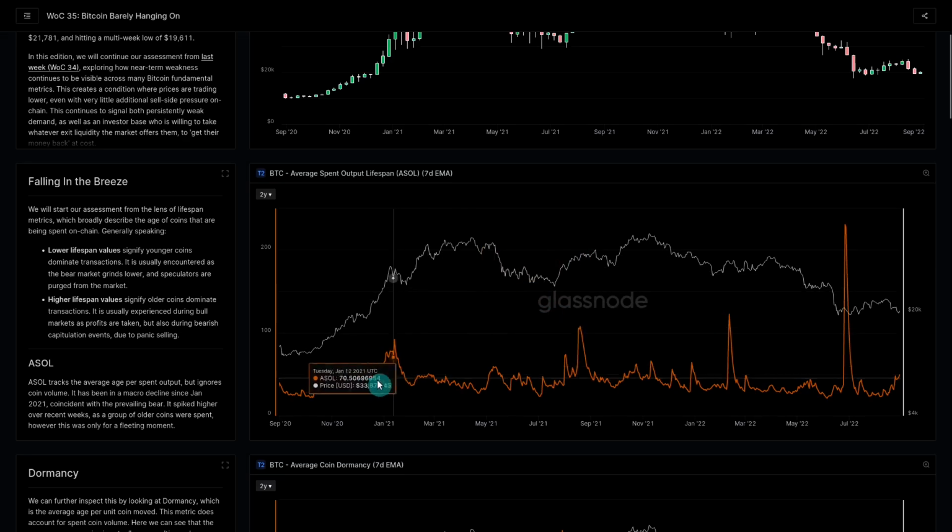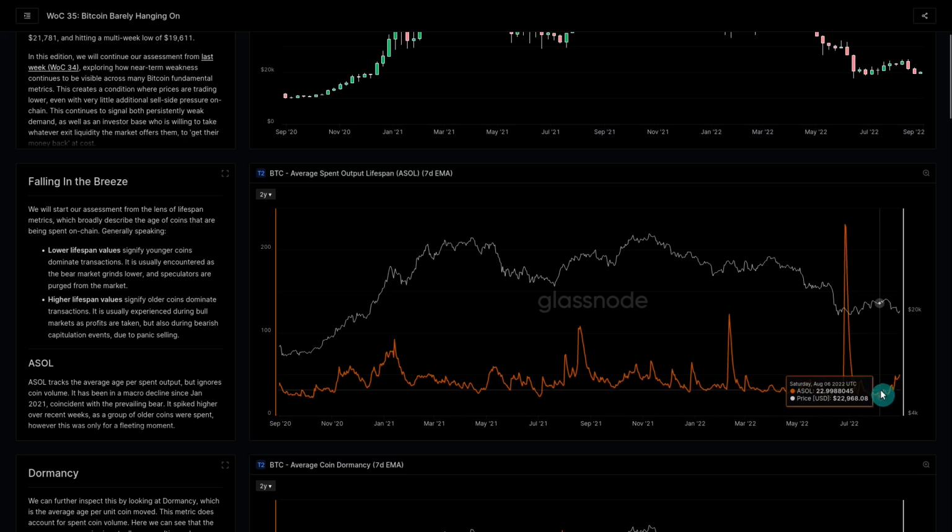This is profit taking. Generally speaking, we see ASOL spike during two events. Bull markets, which is the typical occasion, literally profit taking by people who bought their coins a long time ago, and during capitulation events. Here's May. See this big uptick we saw during May 2021? This is a capitulation style event. We also saw it here as we kind of sold down into this 30,000 level. We saw a large uptick in ASOL. And then here's that uptick as we traded down below the 20,000 all-time high.